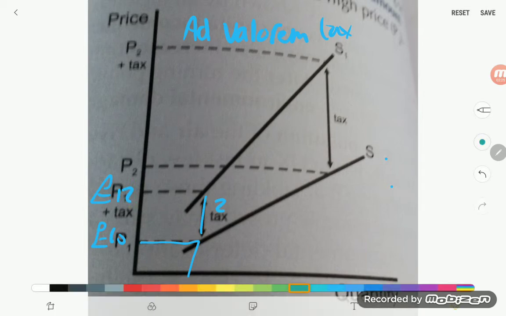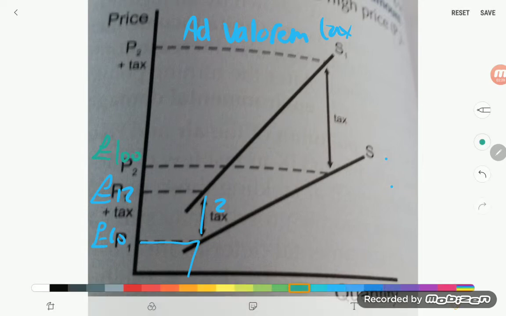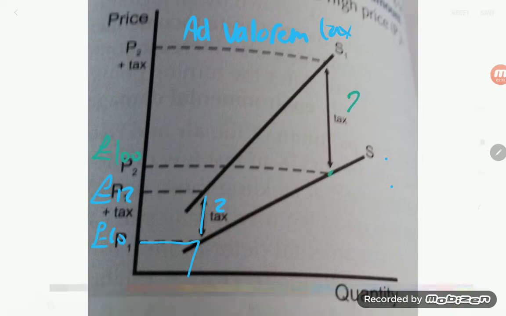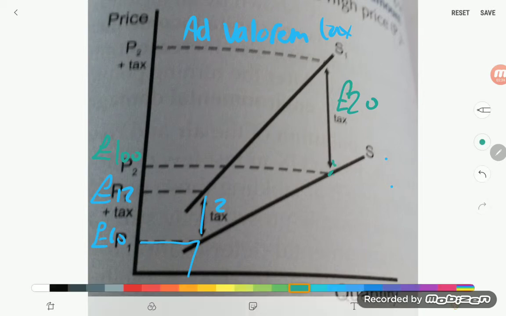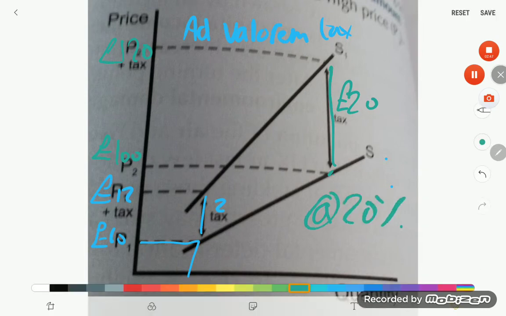In contrast, if we're talking about a £100 item, we add 20% on top, so in other words £20, this distance here, and we can see that the good is £120 after the tax has been added. All of this at a 20% tax rate.